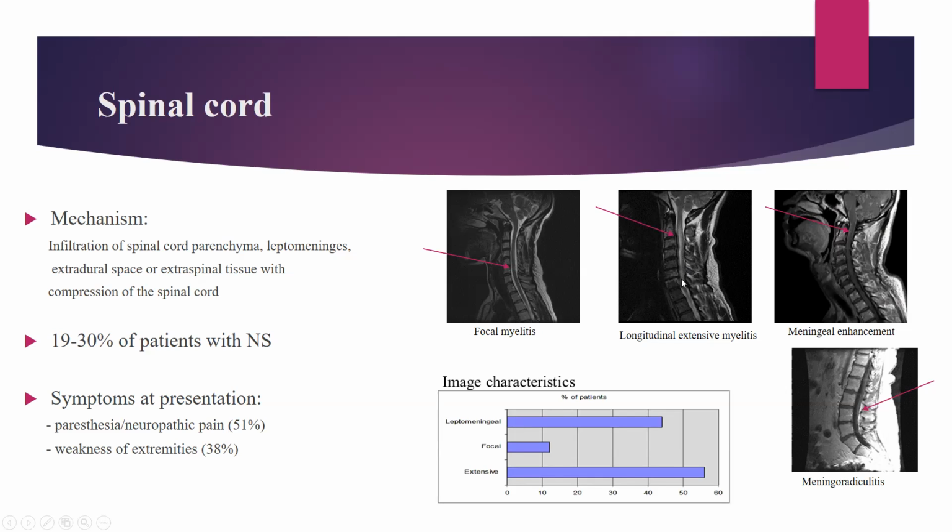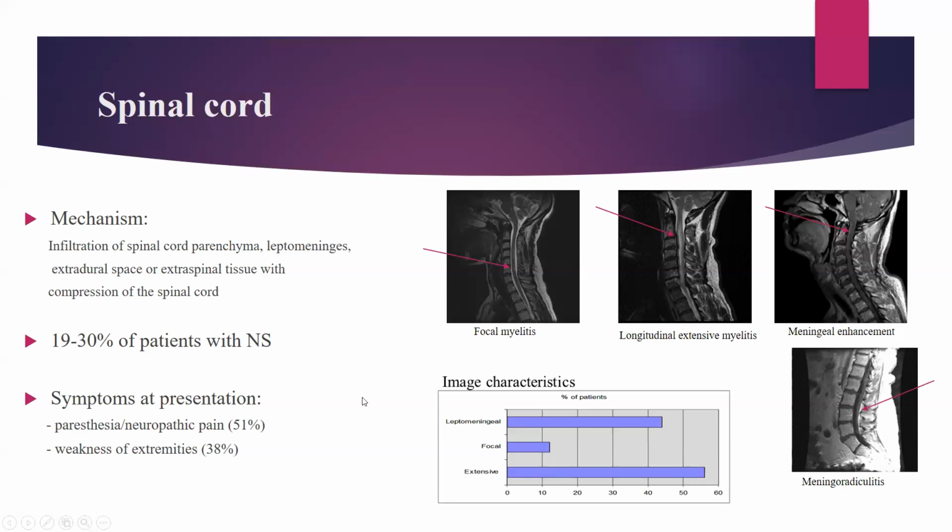It can be a long lesion. We call it longitudinal extensive myelitis, or it could involve the meninges or the nerves, some meningoradiculitis. Those are not specific for sarcoidosis, none of them. They can have many other explanations.